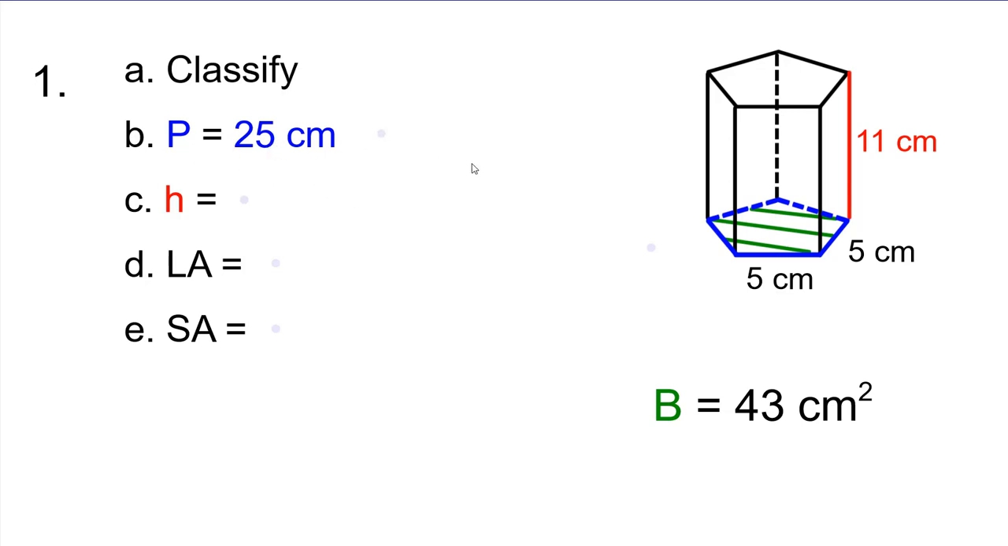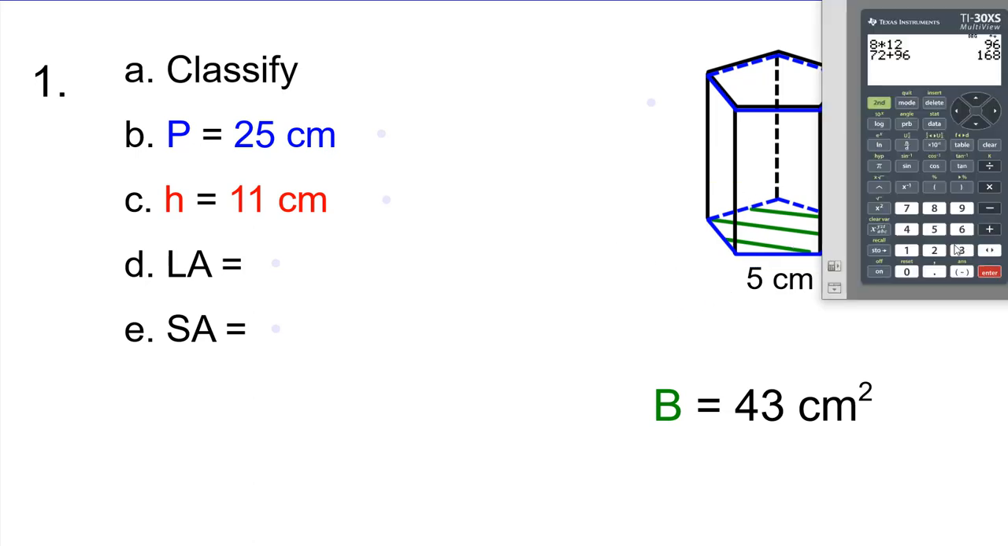That's good. All right, next, the height is going to be the distance between our 2 parallel bases. So that's going to be a distance of 11 centimeters. The lateral area, it's so nice when it's already done. The lateral area is going to be the rectangle going all the way around our pentagons. So what we need to do is take our perimeter, which is 25, and multiply it by our height of 11. So what is 25 times 11? It's going to be 275.